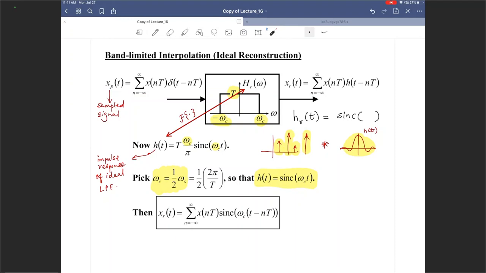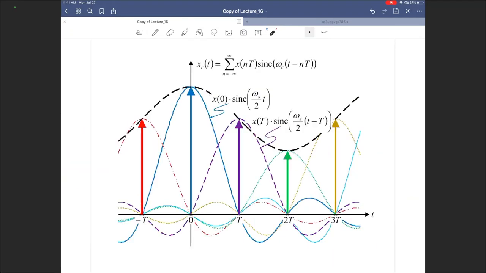How does it look like? It looks like this. Where are the samples? This is, say, the first sample, second sample, third sample, fourth sample, fifth sample, highlighted in yellow. I have multiplied those samples with the sinc function. You can see the height of the sinc getting adjusted with the samples. One is in red line, blue, violet, and green, and so on. Those are the sincs, expressed as sinc of omega sub s t divided by 2. Sinc shifted, and another sinc shifted, and so on.